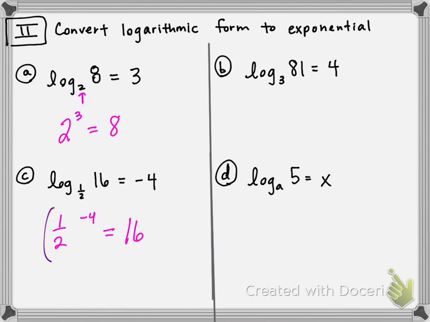Again, grouping matters. If I had just written 1/2 without parentheses to the -4, I'd be indicating that I'd only have 1 to the -4, which would not be equal to 16. B, we're going to have 3 to the power of 4 is equal to 81. And then D, we're going to have a to the power of x is equal to 5.